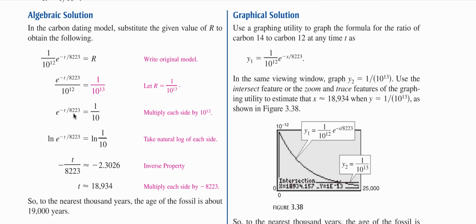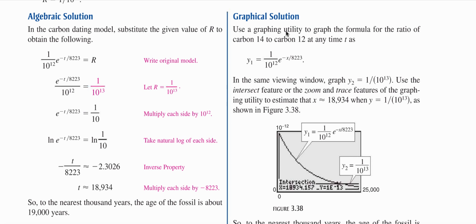Now we take the natural log of both sides. The natural logarithm of e to this power will simply become negative t over 8,223. The natural logarithm of 1/10 becomes negative 2.3026. Multiplying both sides by negative 8,223, we get the time period, 18,934 years. So if this model is correct, then to the nearest 1,000 years, the age of the fossil is about 19,000 years, according to that model.